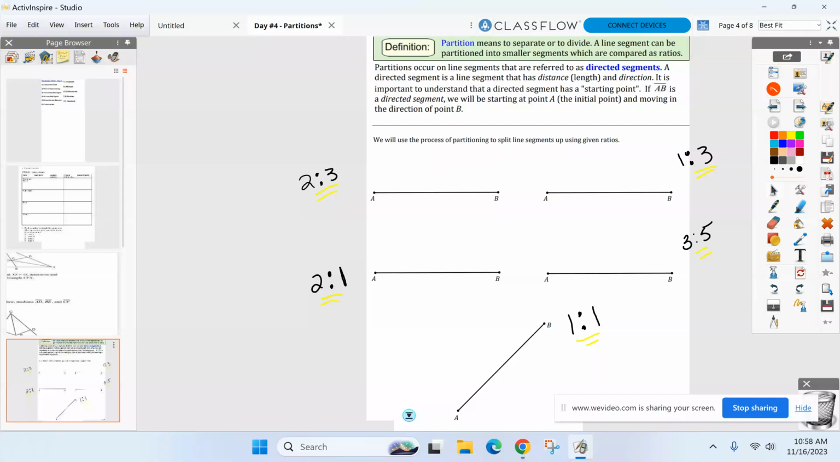Here's our topic today. It's called partitions. Not math. Just any day, everyday life. You ever heard of that term? Partition. What are you thinking about? You guys that have heard of it before?